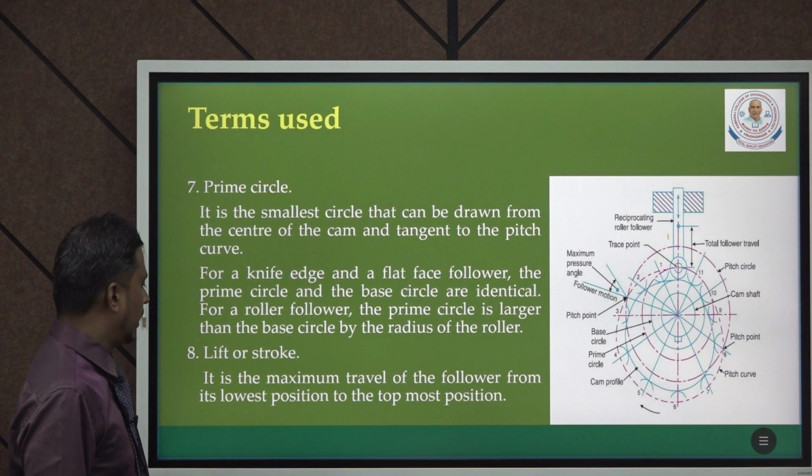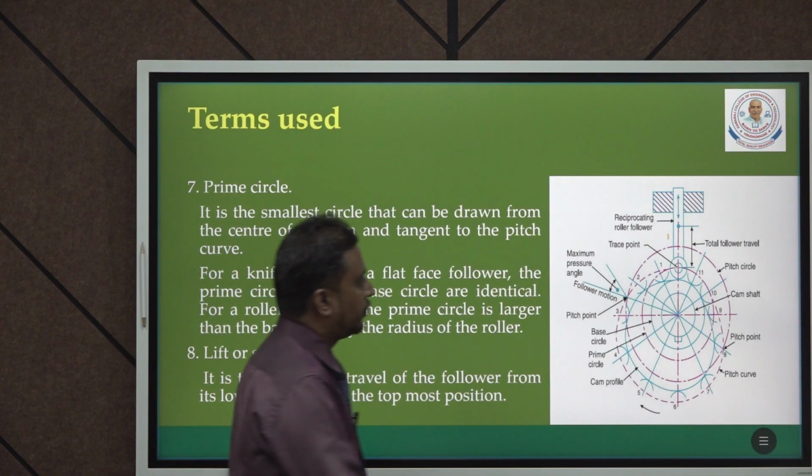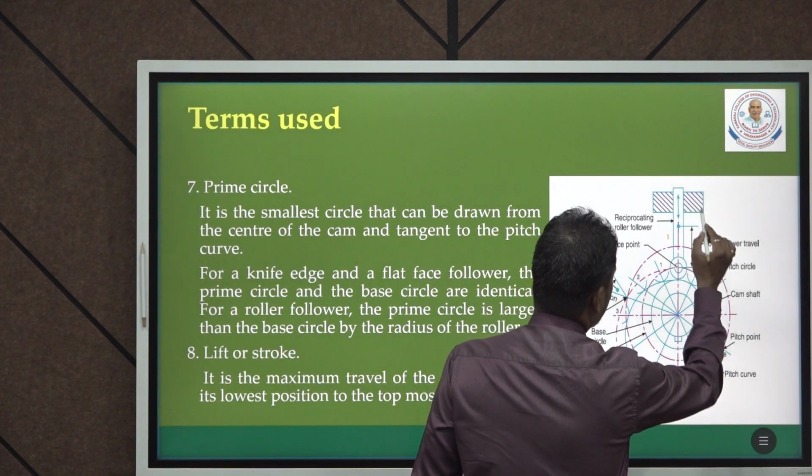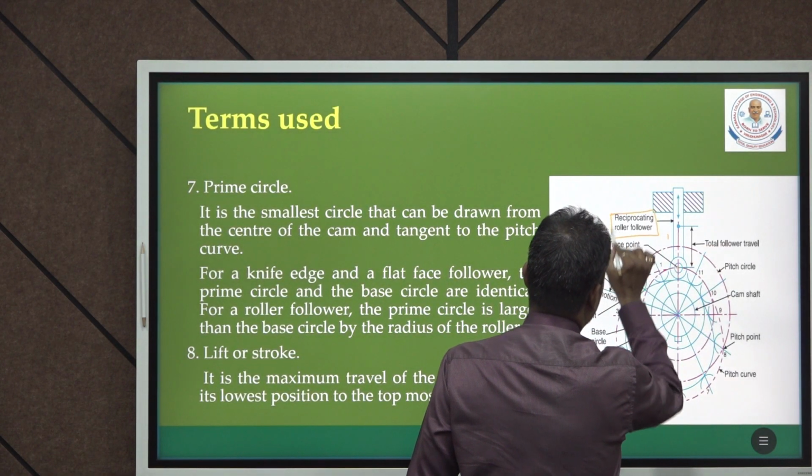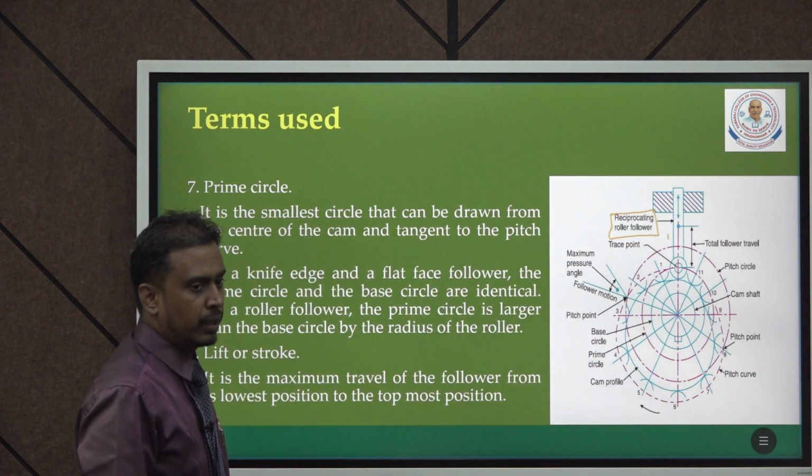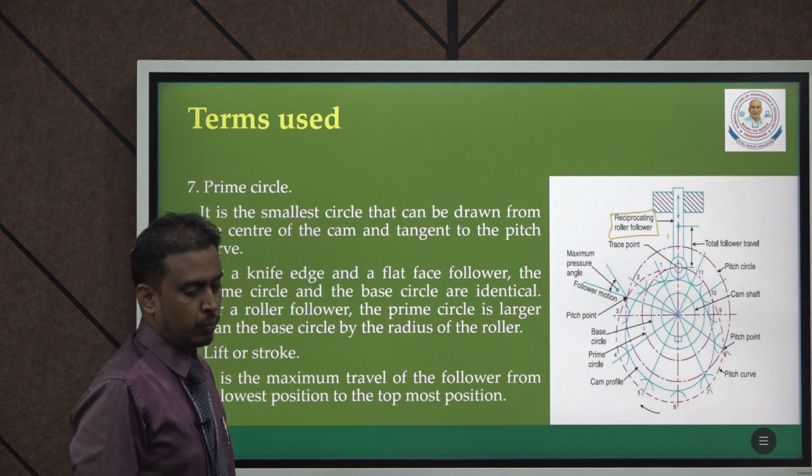The next one is lift or stroke. The lift or stroke represents the maximum distance travelled by the follower from the lowest point to the highest point.